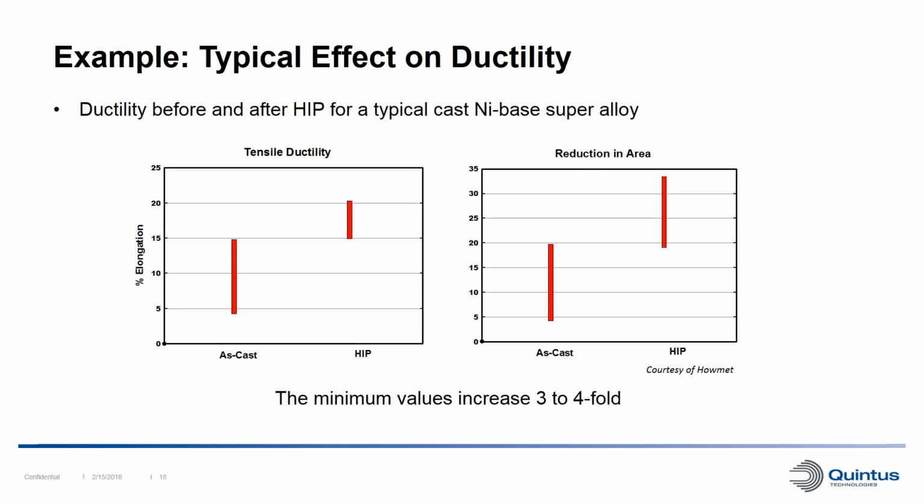For the same material, cast nickel-based superalloys, we can see here the ductility in the as-cast and hipped condition, and we can see that the ductility is increased by around 3 to 4 times.